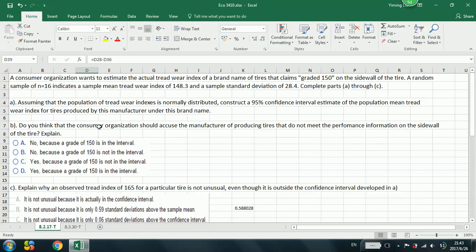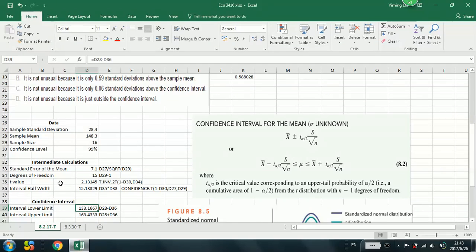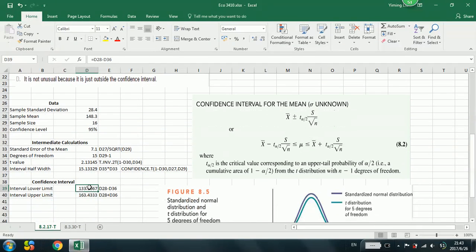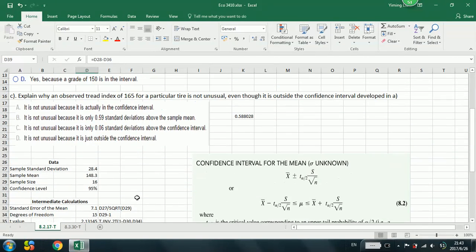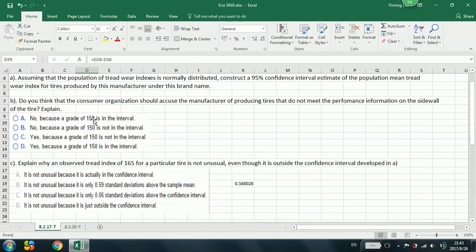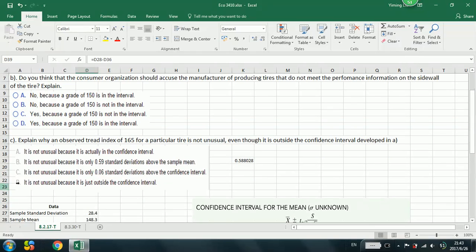For part B, do you think that the consumer organization should accuse the manufacturer of producing tires that do not meet the performance information on the sidewall of the tire? Explain. Since we have an interval between 133 and 163, 150 is actually in this interval, so we cannot accuse the manufacturer of producing tires that do not meet the performance information. So the answer should be A.